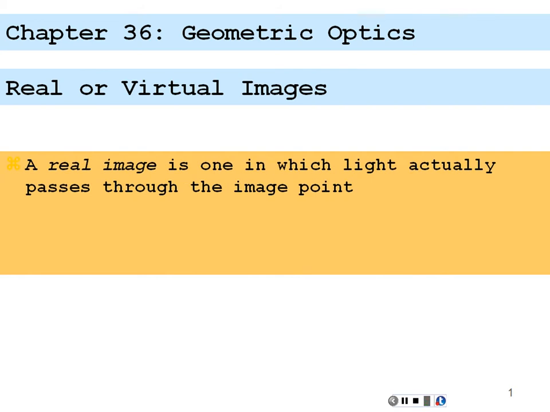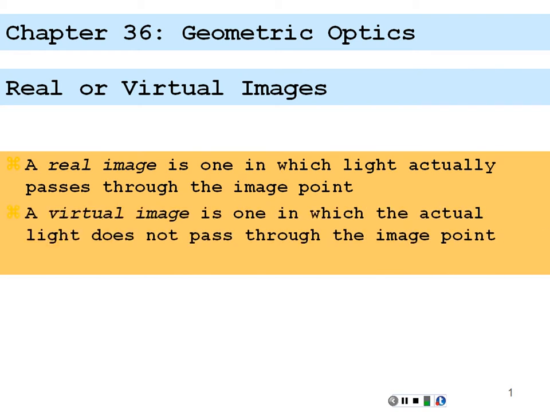A real image is one in which light actually passes through the image point, and so the actual light is involved in making that image. A virtual image is one in which the actual light does not pass through the image point, so it's just a place where the image appears to come from, but it's not actually comprised of real light. Only real images can be shown on screens because the actual light would then form the image that you would see.